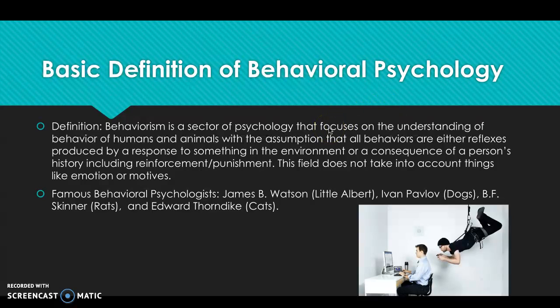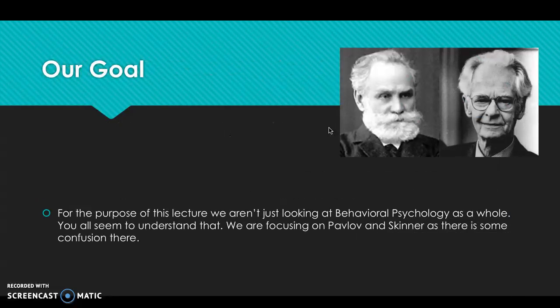Now, some of the same famous behavioral psychologists that we have talked about are obviously James B. Watson, who had the experiment with little Albert, the one that was probably not going to be allowed now, but at the time was totally fine. Ivan Pavlov, who we will talk about, B.F. Skinner, who we will also talk about, and Edward Thorndike, who had the experiment with the cats. It's kind of easy to remember a lot of these famous behavioral psychologists based on what they used in their experiments, which is why I have in parentheses what they did.